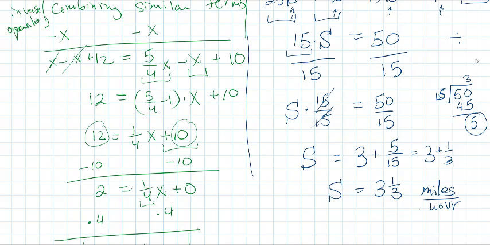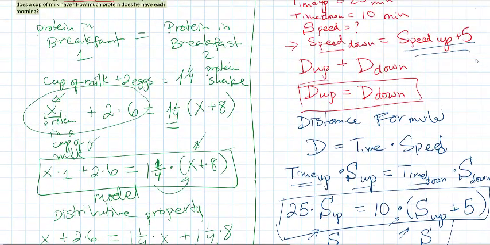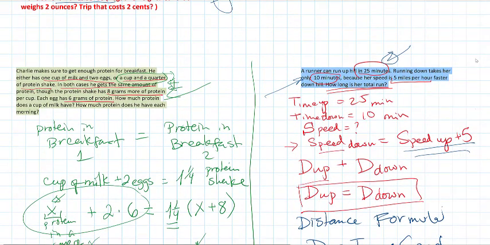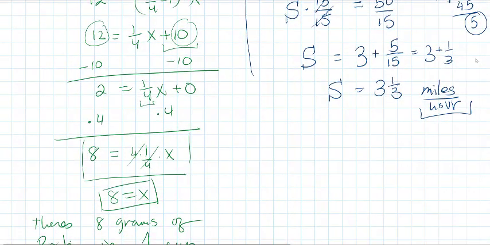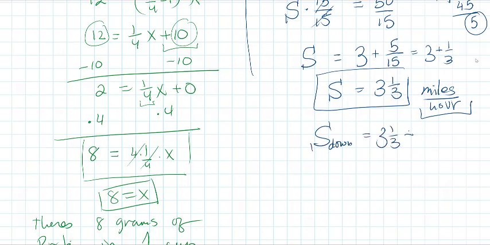Why is it miles per hour? Where do we get those units from? We get those from the initial problem where we wrote out our difference in speed in miles per hour. So we know her speed uphill is 3 1/3 miles per hour, and the speed downhill will be 3 1/3 plus 5. So that would be 8 1/3 miles per hour, which is really quite fast.